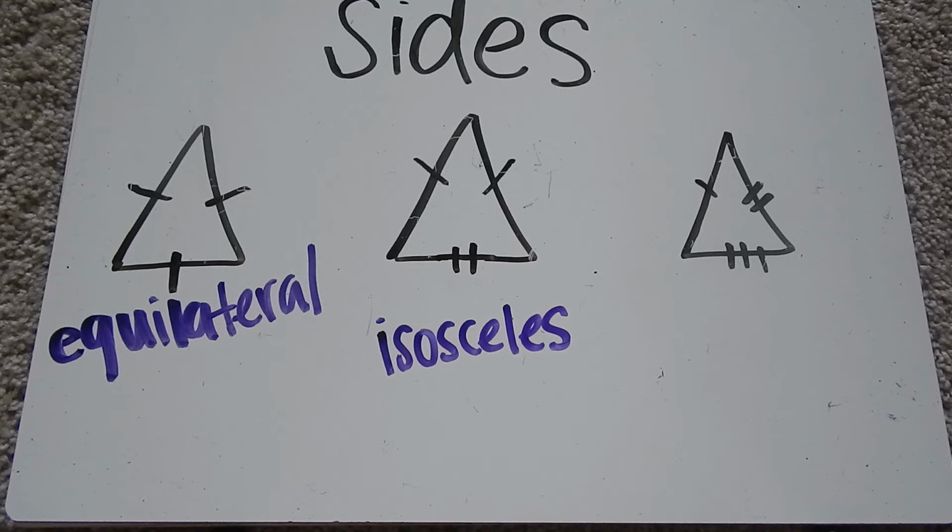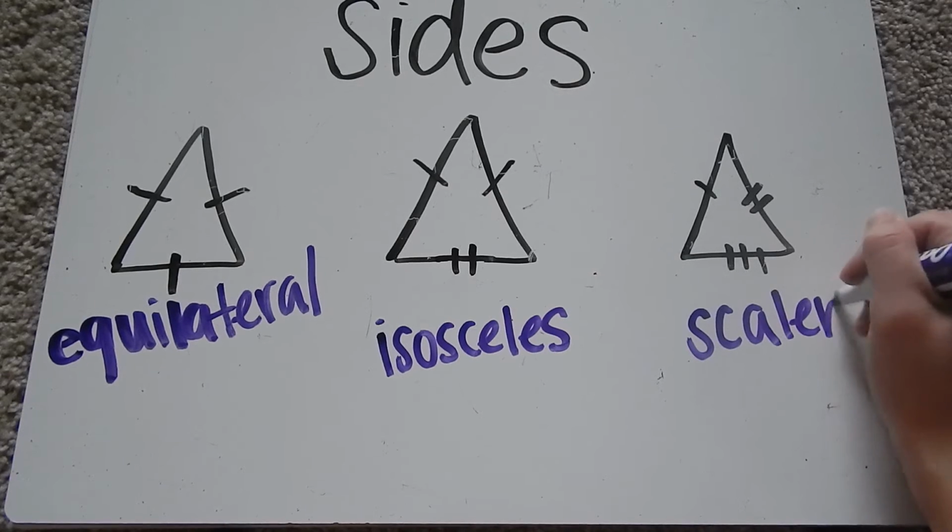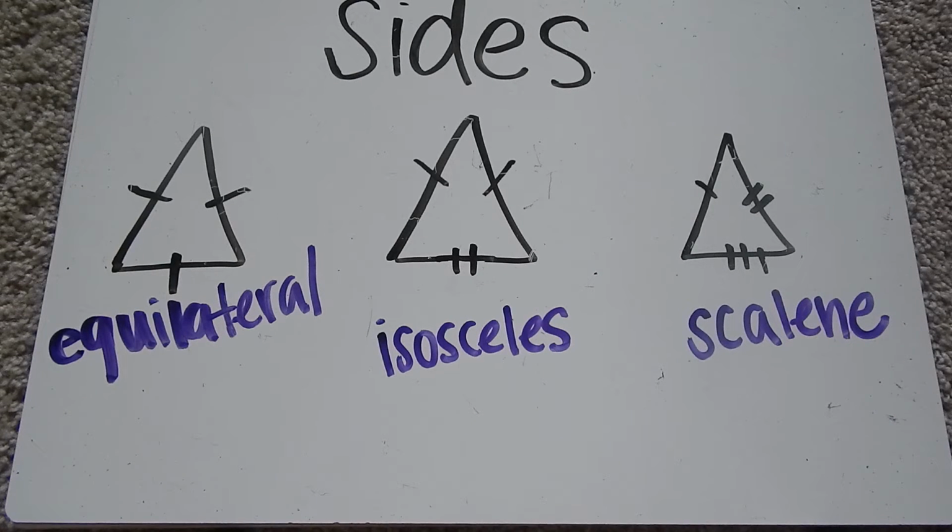And the last one has no sides equal. This one is called scalene. So those are the three ways to classify triangles by their sides.